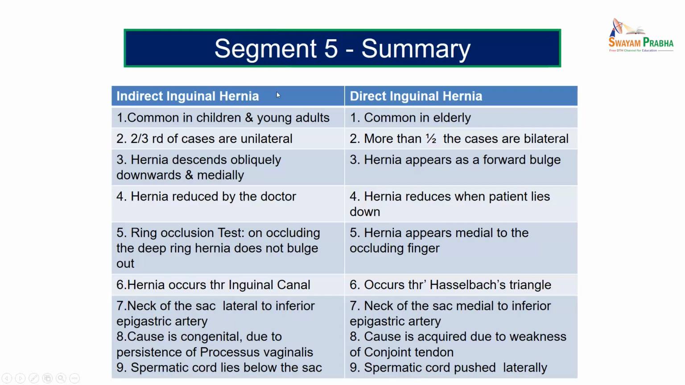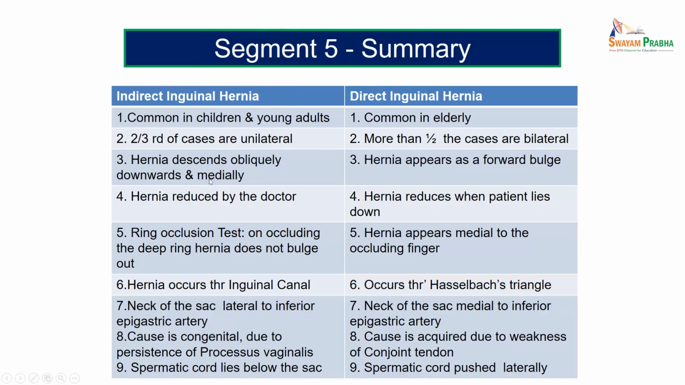So, we are closing this lecture on inguinal hernia with a summary. I will summarize the difference between indirect and direct inguinal hernia because of its importance. The indirect inguinal hernia is common in children and young adults. On the contrary, direct is common in the elderly. In indirect inguinal hernia, two-thirds of the cases are unilateral. In case of direct, half of the cases are bilateral.